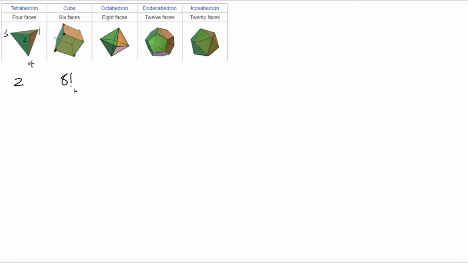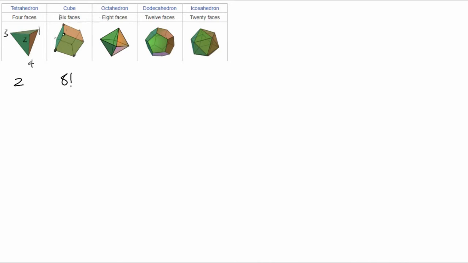Now, 8 factorial is the total number of ways, but we've overcounted. This labeling would be different if we rotated the cube this way, and if we rotated it again, and again, and we flipped it. So we've overcounted each labeling a certain number of times. And the question is, how many times have we overcounted that labeling? I think we can count the number of times we've overcounted one labeling.